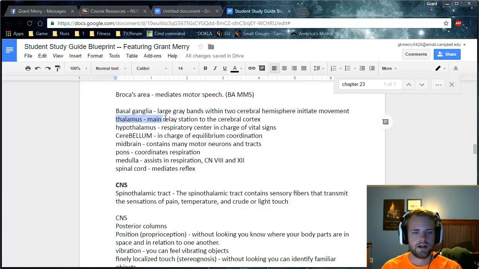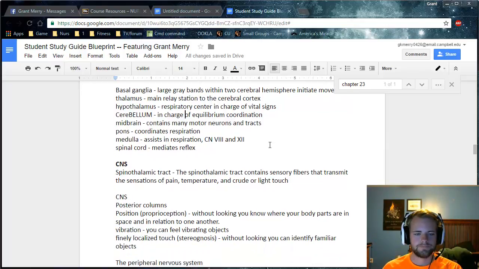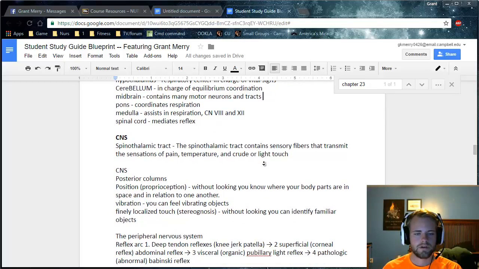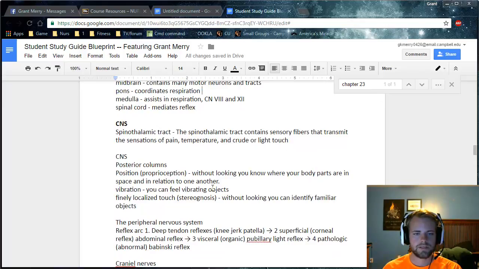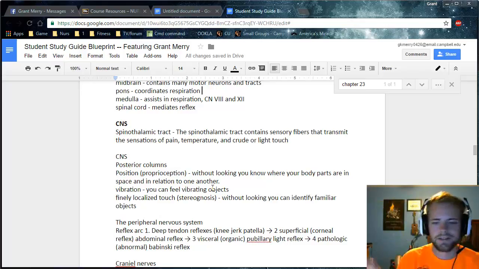Then you have the basal ganglia, which are large gray bands within the two cerebral hemispheres that initiate movement. The thalamus is the main relay station to the cerebral cortex. The hypothalamus is in charge of vital signs. The cerebellum is in charge of equilibrium and coordination, and the midbrain contains many motor neurons and tracts. Pons coordinates respiration. The pontine respiratory group you don't need to know for the test, so you can ignore it.